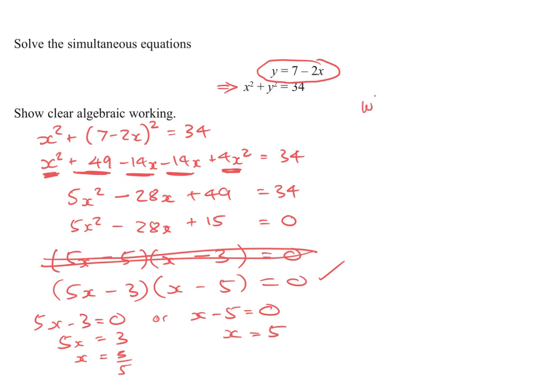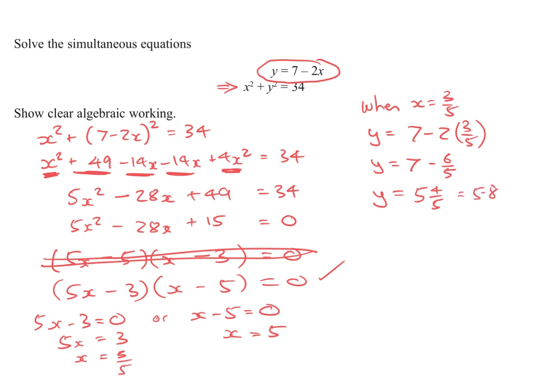So when x equals 3 over 5, y will equal 7 minus 2 lots of 3 over 5. So y will equal 7 minus 6 over 5. That's horrible. y is going to be equal to, what's that going to be? That's going to be 5 and 4 over 5. You might at this point just want to do it on a calculator, and you're going to get the answer of 5.8. You may want to say, I don't want to work with fractions at this point. That's fine. You can always use decimals at any point within this sort of question.